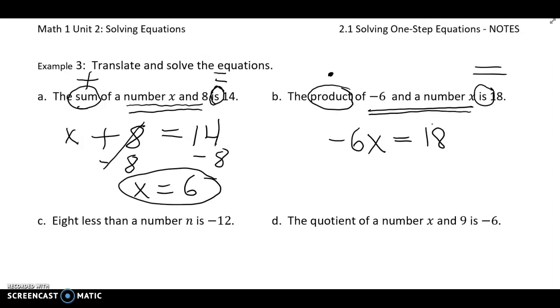All right, so now we have our equation. I'm going to undo the operation. Since it's multiplication, we are going to do the inverse operation of that, which is division. So we're going to divide both sides by negative 6. And we get x is equal to negative 3.